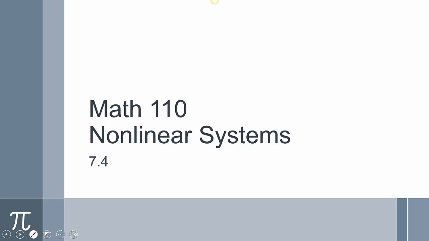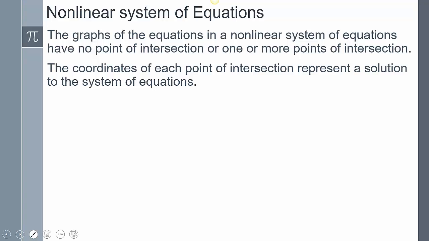Math 110, Nonlinear Systems of Equations, Section 7.4. Now the graphs of the system of equations that are going to be nonlinear have either no point of intersection or one or more points of intersection.